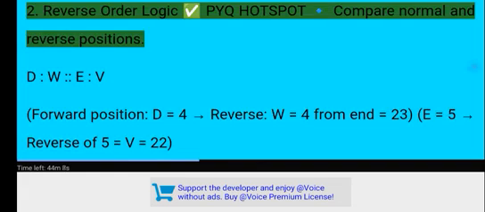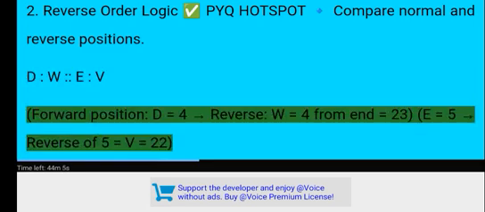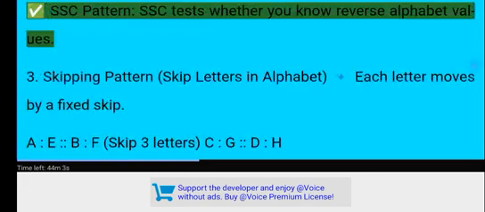2. Reverse order logic, PYQ hotspot: compare normal and reverse positions. D, W, E, B. Forward position: D equals 4, reverse W equals 4 from N equals 23. E equals 5, reverse of 5 equals B equals 22. SSC pattern: SSC tests whether you know reverse alphabet values.